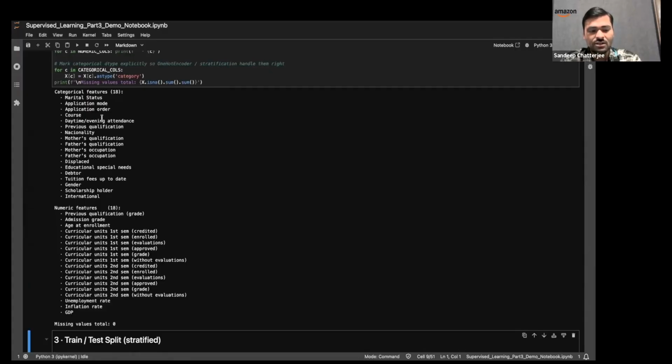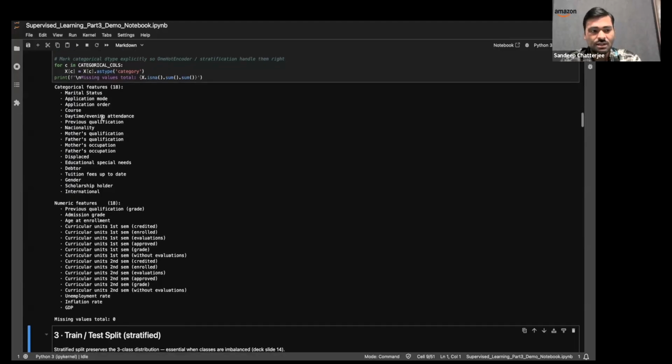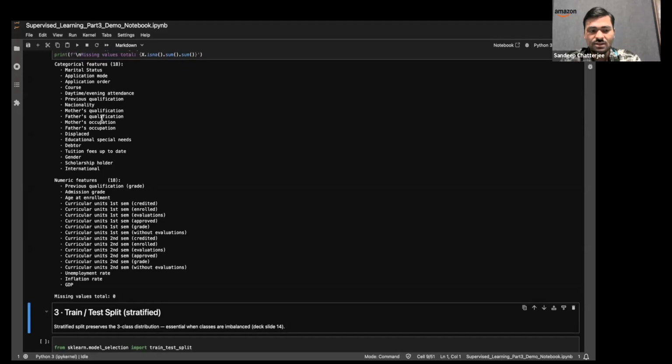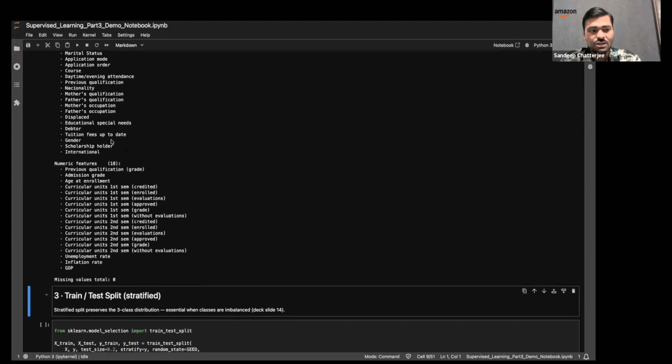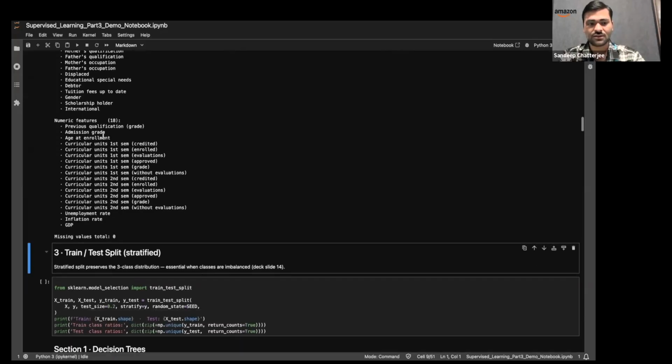The categorical ones are already integer coded, for example course equal to 171, things like that. We mark them as pandas category dtype so the downstream encoders will know how to handle them. Also note zero missing values. That's convenient but rare. The key intuition is that we always have to understand the data before jumping into algorithms, and we have to know about the class imbalance and the feature types, which should dictate our preprocessing choices.